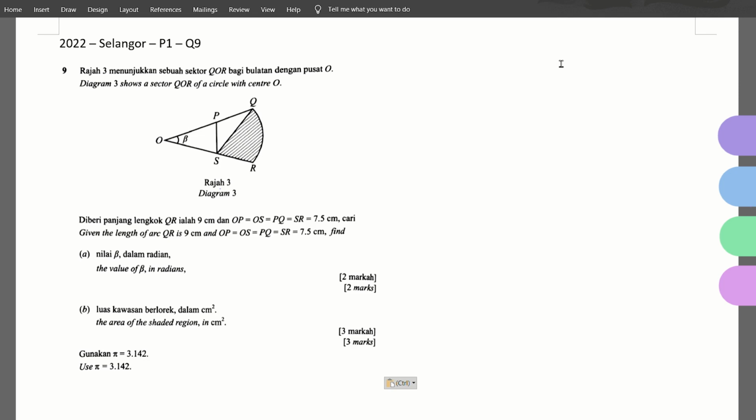Right, so for this video, we will look at 2022 Selangor Paper 1, question 9, and this question is from Form 5, Chapter 1, Circular Measure. So before we discuss this video, you can have a look and you can try it out yourself first.